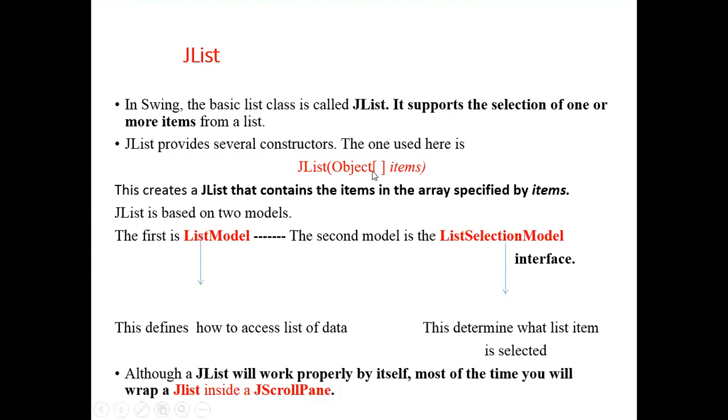Fine. And it supports one constructor that is called JList. Object is the array of items. So this array of items will have all the items of your list. And it supports two models: list model and list selection model. Basically, list model is used to understand how to access the list of data, and list selection model will help you to understand how many items are selected from the list.